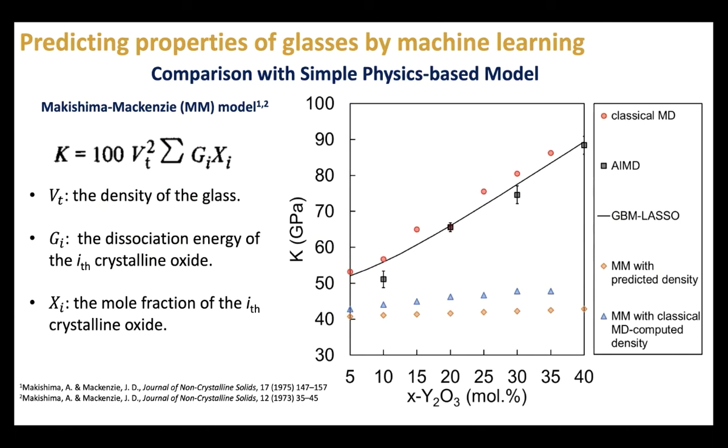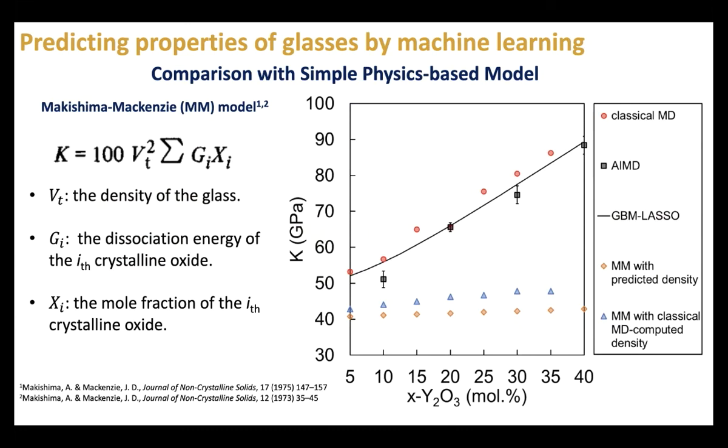To verify this argument, we investigated the binary oxide of silicon oxide and yttrium oxide. In this figure, the x-axis is the molar concentration of yttrium oxide. The y-axis is the bulk modulus. We can see that whether we use classic MD, ab initio MD based on quantum mechanics, or our machine learning GBM lasso, the three types of results are always consistent with each other. On the other hand, if you use this classic model, whether with the predicted density or with the density calculated by our MD simulation, the results are quite different, inconsistent with the accurate MD or ab initio MD results.